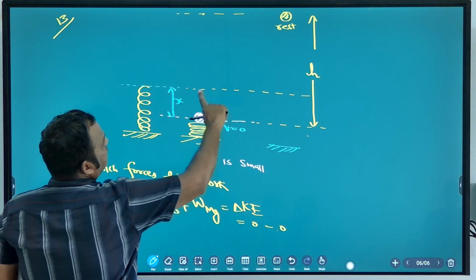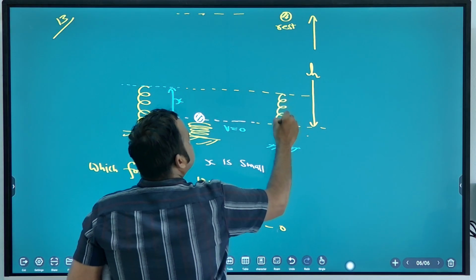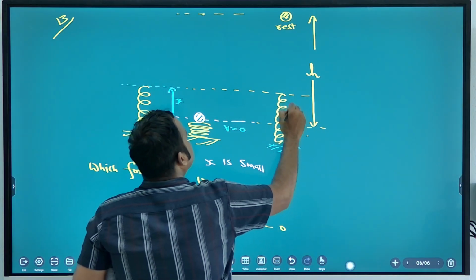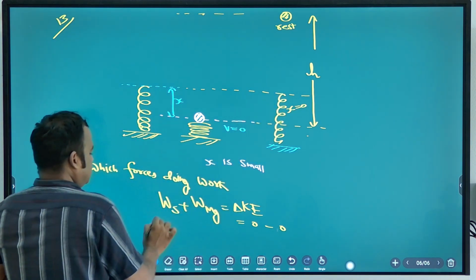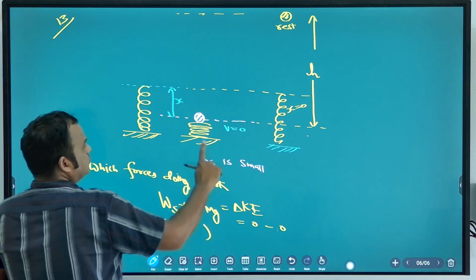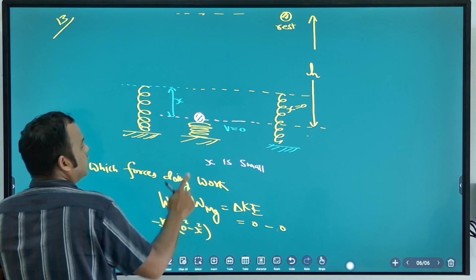From here to here. Now the spring comes to its natural state. So what is the final compression? Here to here, 0. Very good. What is the initial compression? X.